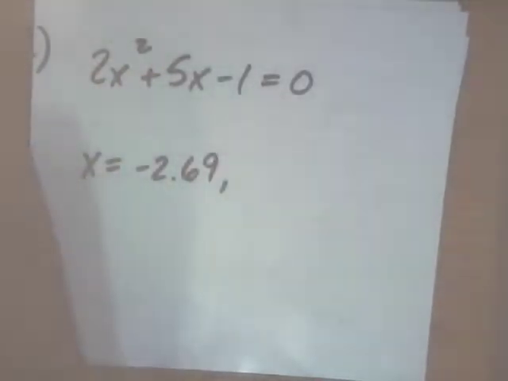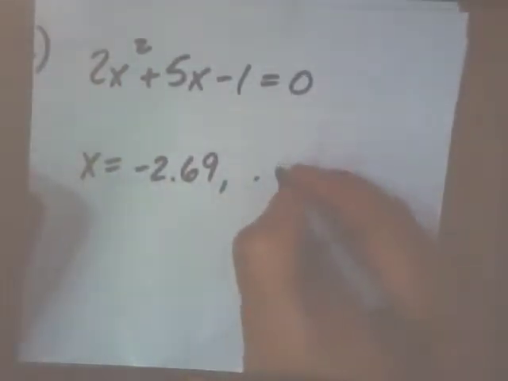And do it again, second calc, intersect, arrow over to the other intersection point. It looks like 0, but I'm just going to make sure. Enter, enter, enter. And it's not, it is 0.19.